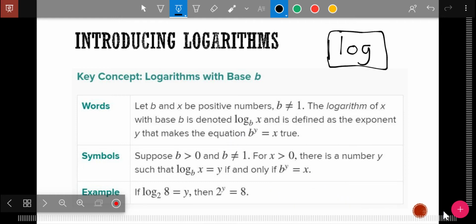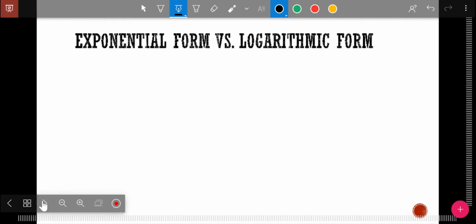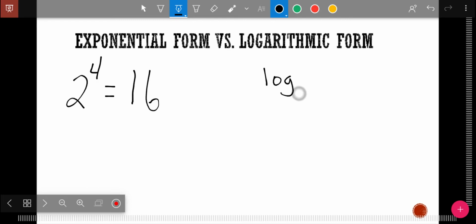And so let's look at some examples here and see if we can truly understand what I mean by form. All right. And so exponential form versus logarithmic form. So we've been doing exponential form. And so 2 to the 4th power, 2 to the 4th power is 16. And so that would be an exponential form. I can write that same thing in logarithmic form, but now it's going to be log base 2 of 16 is 4.